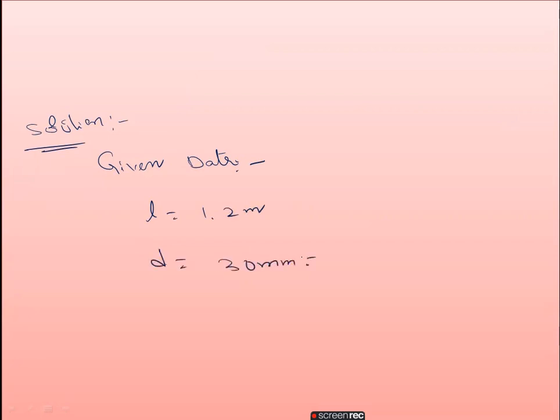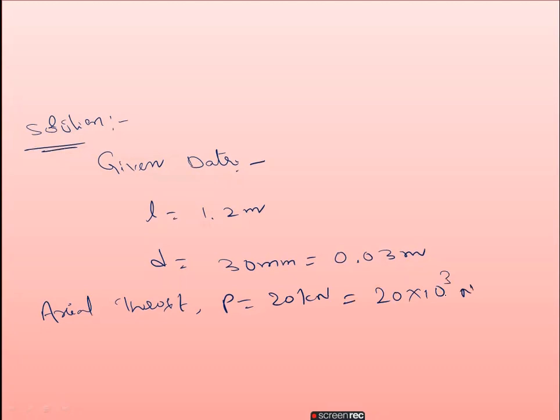Now I will write the given data. Coming to the solution, first I will write the given data. The length equal to 1.2 meters, diameter equal to 30 mm, which if you convert into meters is 0.03 meters. The axial thrust P equal to 20 kilonewtons, that is 20 into 10 cube if you convert into newtons.